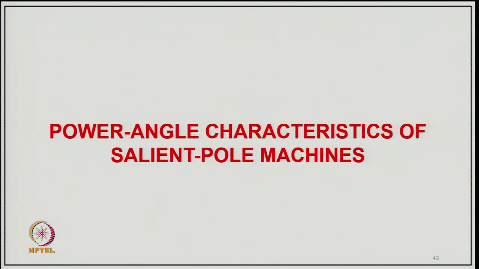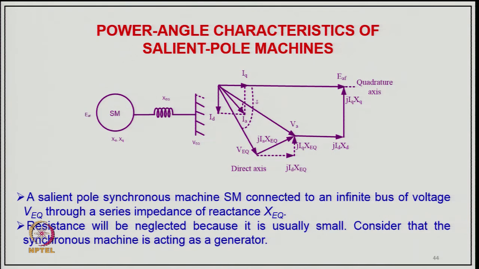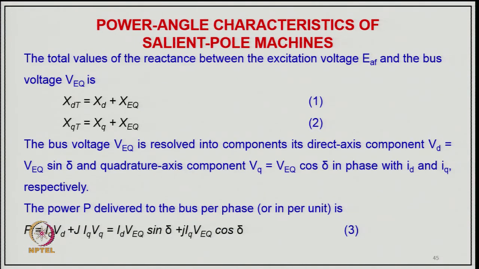Now, coming to the power angle characteristic of the salient pole synchronous machine, as we have seen, the synchronous machine is connected to an infinite bus, so we have typically again V, and if resistance is neglected, it is Id Xd plus j Iq Xq, that becomes Ef. Here, of course, we have a constant reactance connected to the grid, which we call line reactance. So, total Xdt will be Xd plus Xe, and Xqt will be Xq plus Xe. So, the bus voltage is resolved into two components, that is Vd equal to V into sin delta, and the quadrature component will become Vq equal to V into cos delta, with the phase Id and Iq respectively.